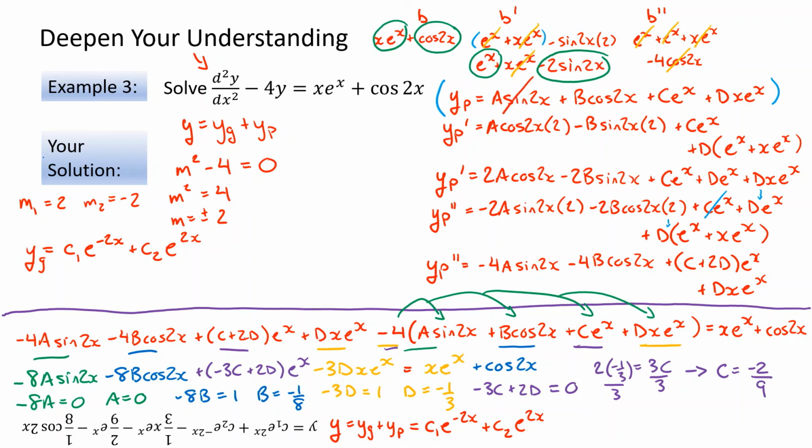Cross it out. We have b times cosine of 2x. b was negative 1 over 8, so we have minus 1 over 8 cosine of 2x. We have c times e to the x. c is negative 2 over 9, so we have minus 2 over 9 e to the x. And our final term, d times x e to the x. d is negative 1 over 3, so we have minus 1 over 3 times x e to the x. Okay, so that is our final solution.